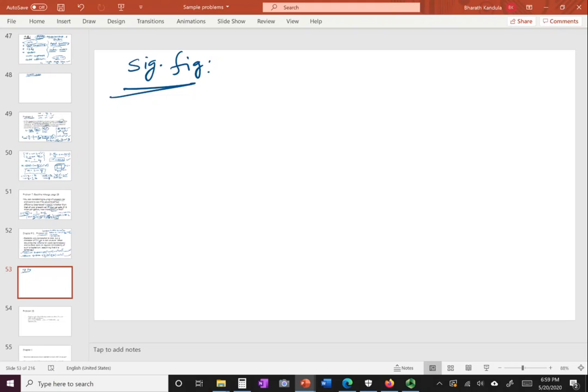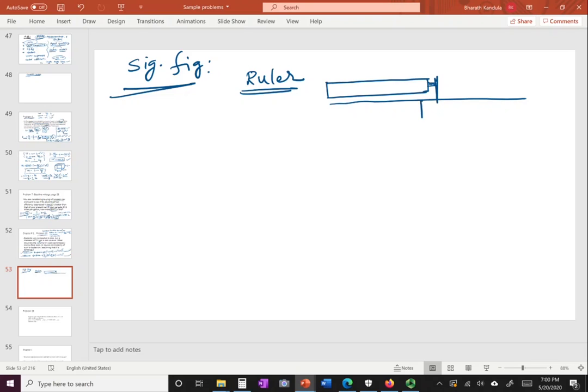I told you we use measuring tools to measure physical quantities. A ruler is a measuring device. It measures length. If you want to measure, let's say, the length of a pencil marker here. The value here is 8 centimeters, and this is 8.1, 8.2, 8.3, 8.4, 8.5, 8.6, 8.7, 8.8. This is 9 centimeters. Understand?